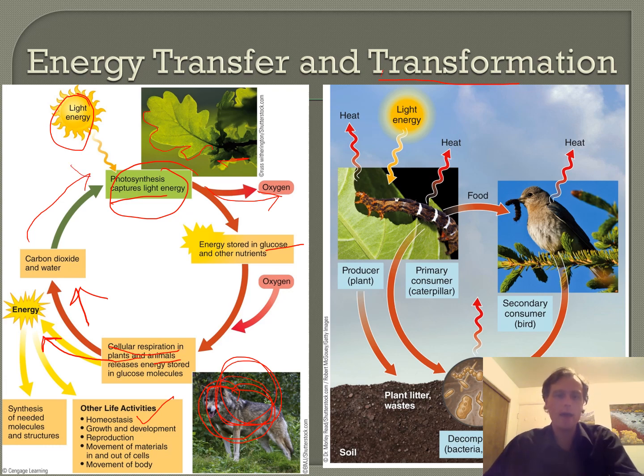So in this way, matter is in fact recycled and reused. For example, the carbon dioxide, CO2, is used by the plants, and then they produce oxygen, and then the oxygen is used by the animals to do cellular respiration. Then they produce CO2, and then that's used again by the plants, and it's a cycle.